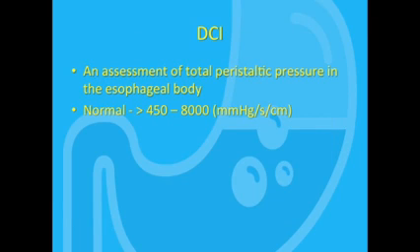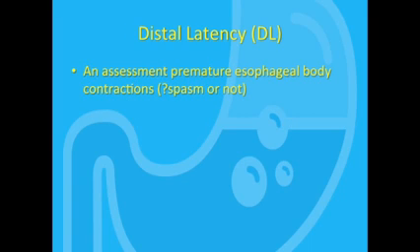The DCI is then expressed as millimeters of mercury per second per centimeter, and normal values are between 450 and 8,000. The last metric to discuss is the distal latency. This number is an assessment of the presence of premature esophageal contractions. In other words, it's an assessment of whether esophageal spasm is present or not.